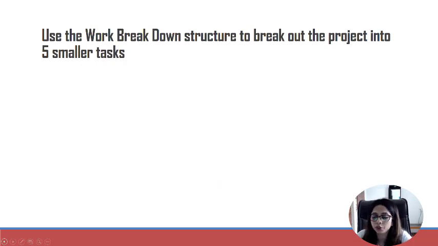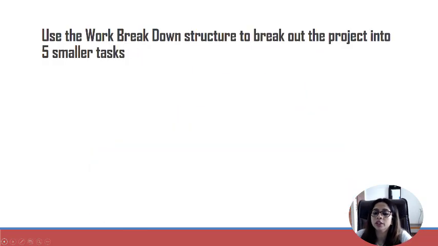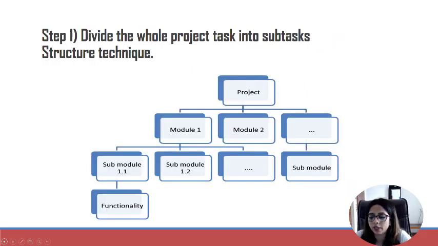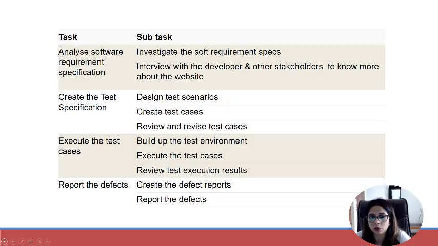Second pointer. Okay, before moving on to second pointer, which is about allocating each task to the team members, we will be learning on understanding this example. So let's say you have your STLC steps, right, which is analyzing the requirements, then creating test specifications, executing the test cases, and reporting the defects. So all these tasks we will break down. Let's see how we break it down. So let's say tasks are analyzing the requirements.